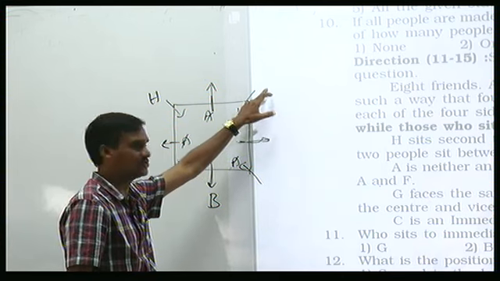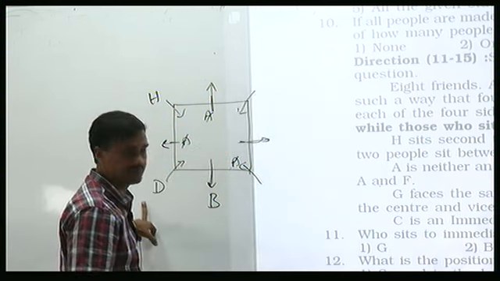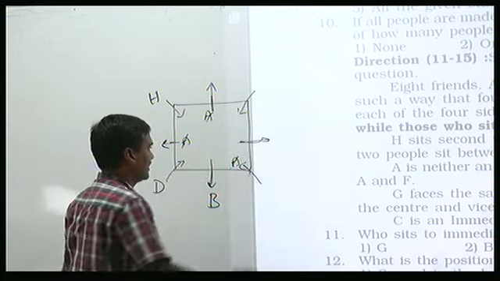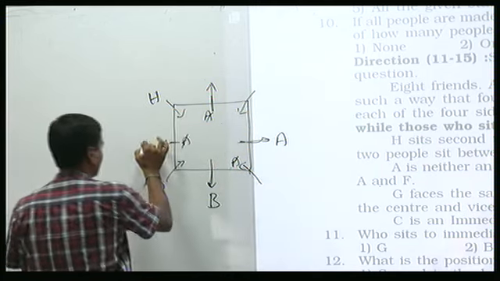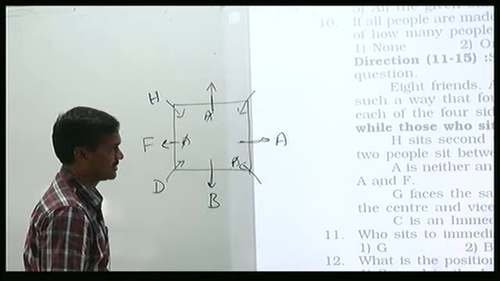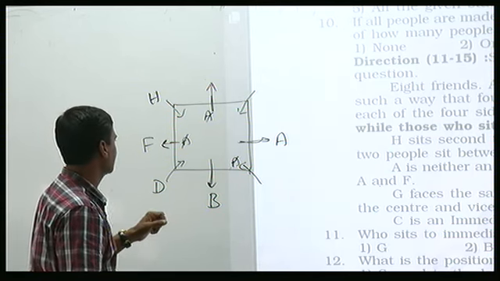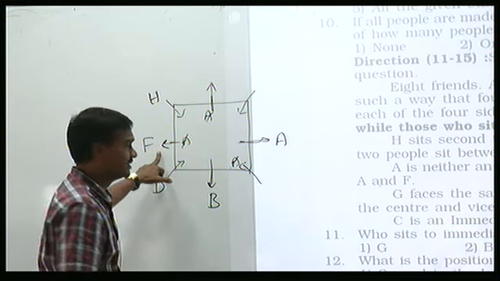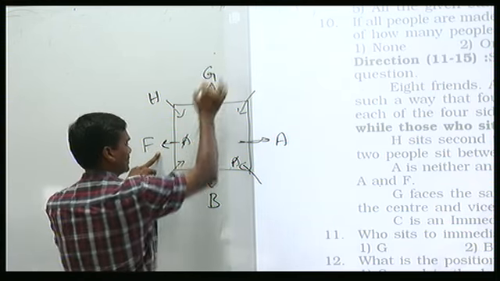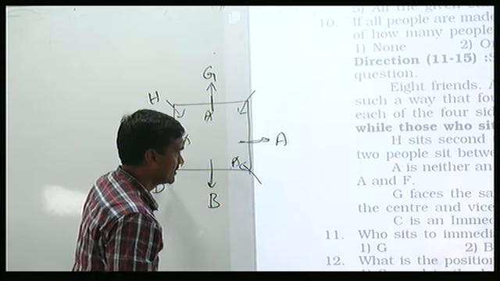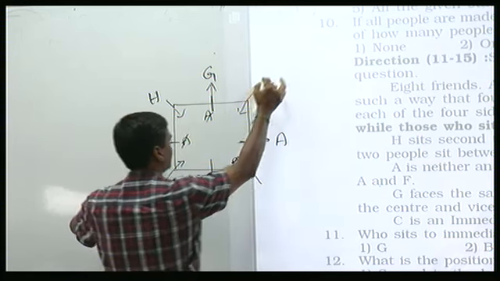Out of which, if A is here, three people in between A and F is ruled out. A cannot be here, hence A must be here. If A is here, F is here. And G faces the same direction as F. As F is at the center, G must also be at the center, G is here. And C is an immediate neighbor of G, C is here.